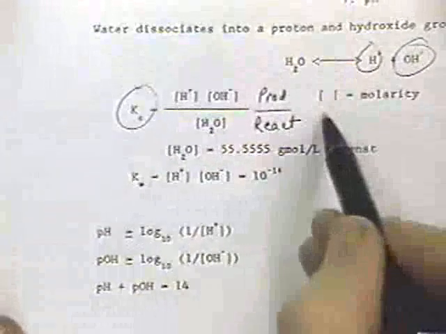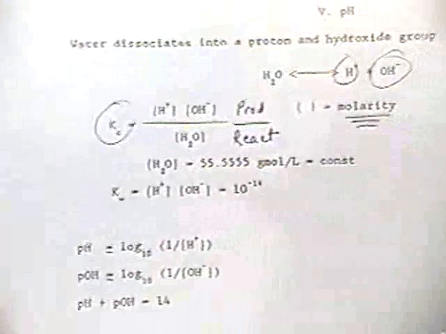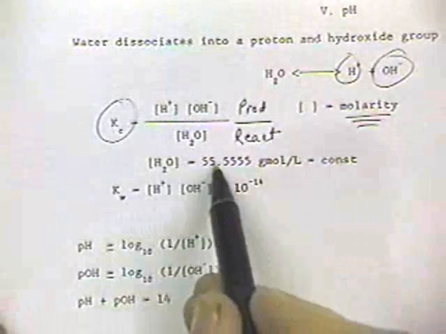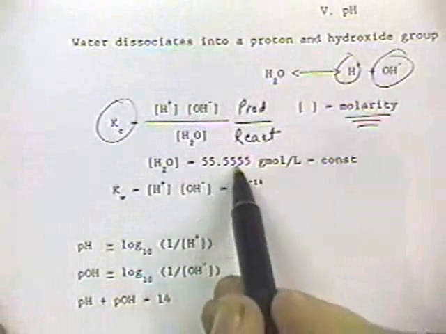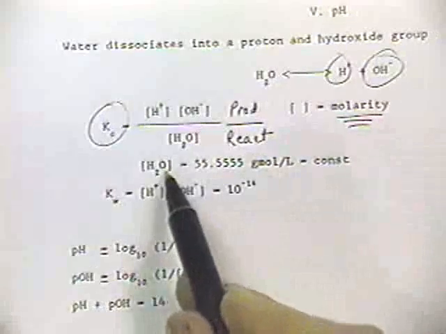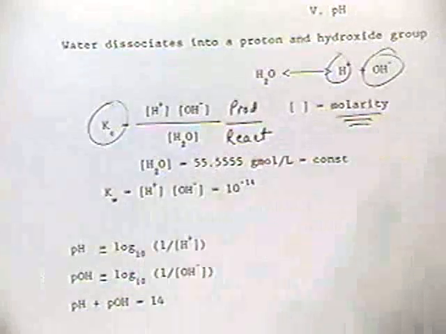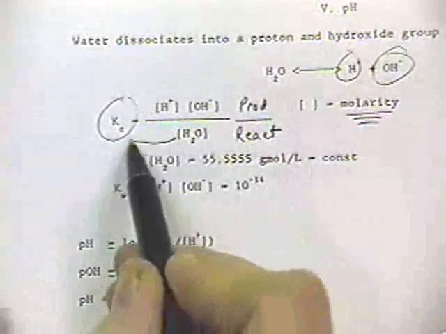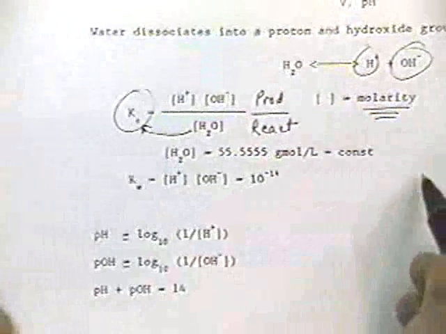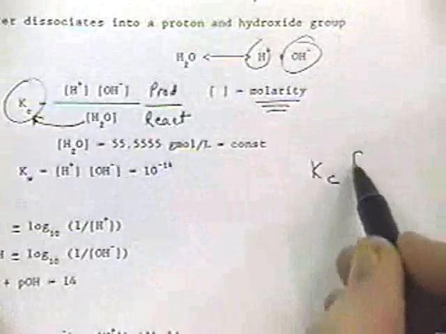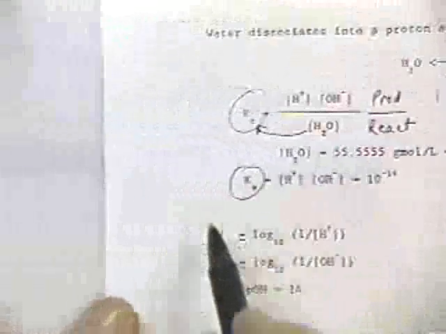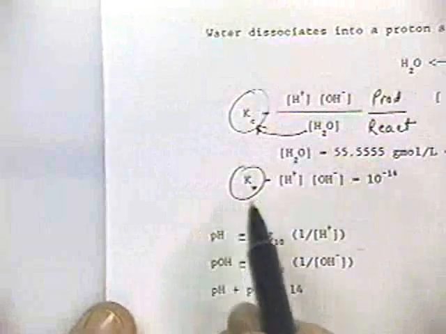We use these square brackets to indicate concentration expressed in molarity. Now, distilled water has a concentration of 55.5555 gram moles per liter, and so the concentration of water in a beaker of water is constant, so we can bring that constant water concentration over to the other side, and so that product of Kc times 55.5555 is K sub W, W standing for water.